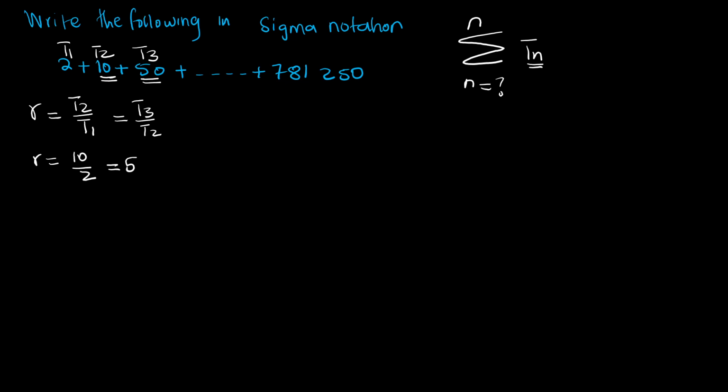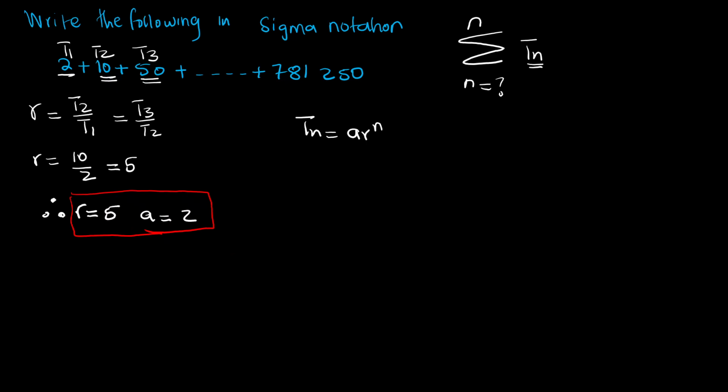So we can prove that this is a geometric sequence with the value of R being 5, and the value of A, the first term of the sequence, being 2. With this information, now you can write the general term of the sequence. Remember, for geometric, Tn is in the form Ar to the power n minus 1. So my Tn is equal to A, which is 2, multiplied by R, which is 5, to the power n minus 1. So we have the general term.